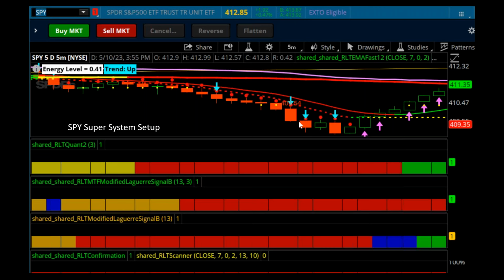I'm just looking for this flush down as the SPY super system is identifying all the current selling in the SPY. But that's the kind of trade I was looking for. I noticed it's below the VWAP on the 5 minutes, so I've got to go short on this. I can't go long on it.